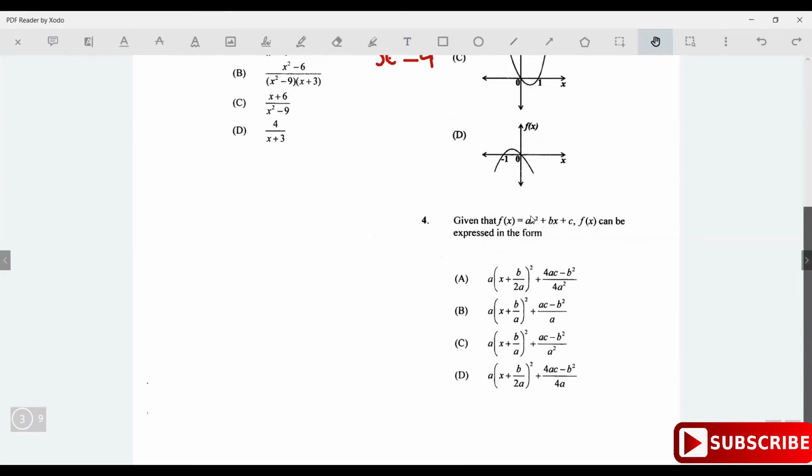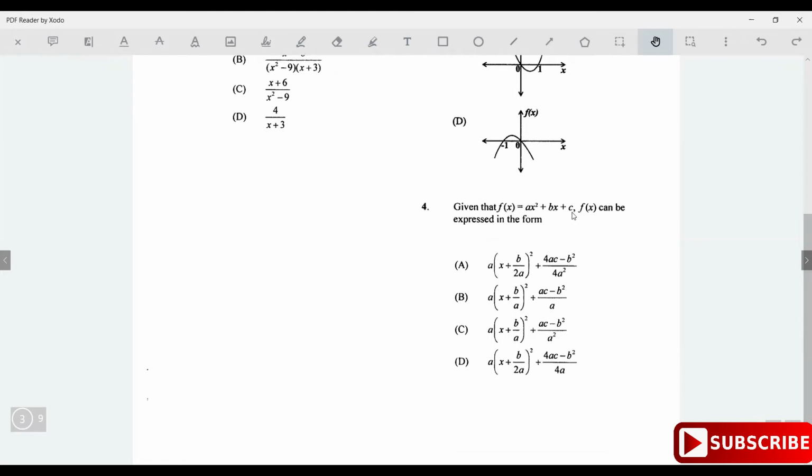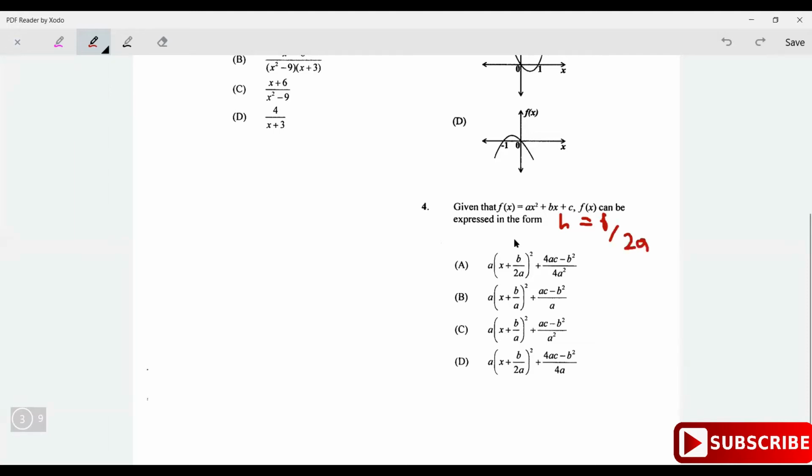Question 4 says f of x is ax squared plus bx plus c. It can be expressed as, so when you complete the square, we know that h is what? h is b over 2a. And so looking for b over 2a, see here, this is h plus k, and k is 4ac minus b squared over 4a. This one is k. And so it comes all the way down to option D. Nice.